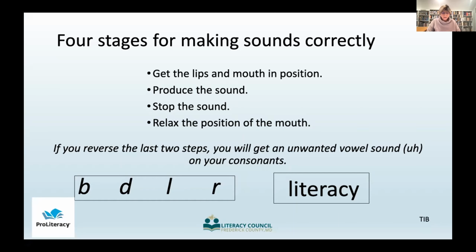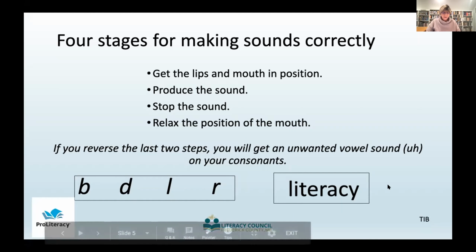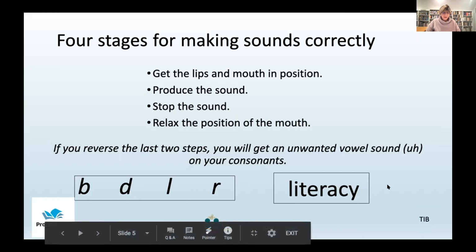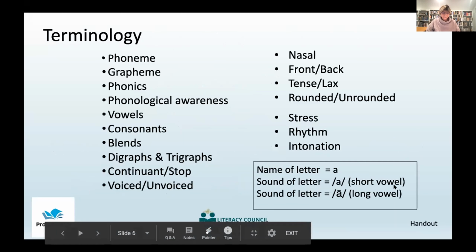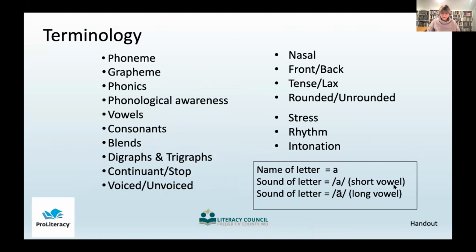Try the sound out using a simple word and record or simply listen to yourself. Remember that we don't say river, a leg, or duh-ish. You have a handout for your reference that gives definitions and descriptions for all of these terms relating to pronunciation.